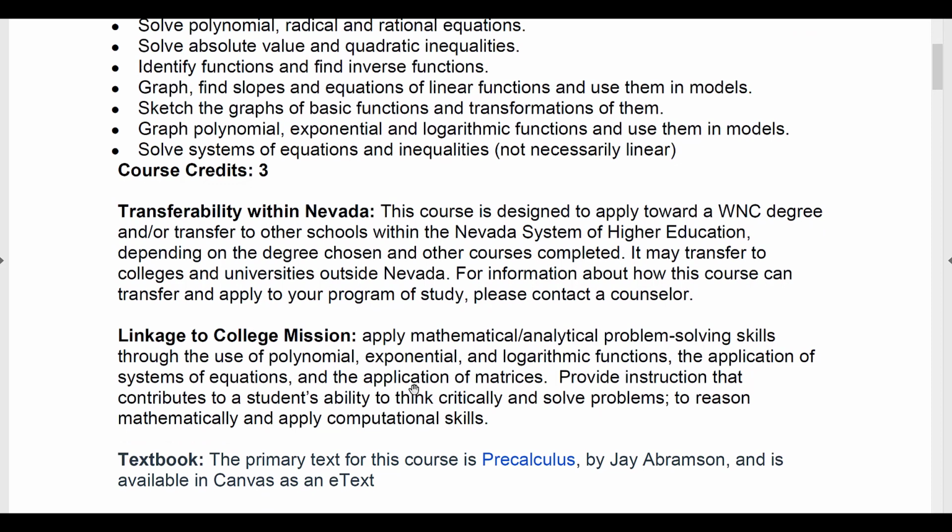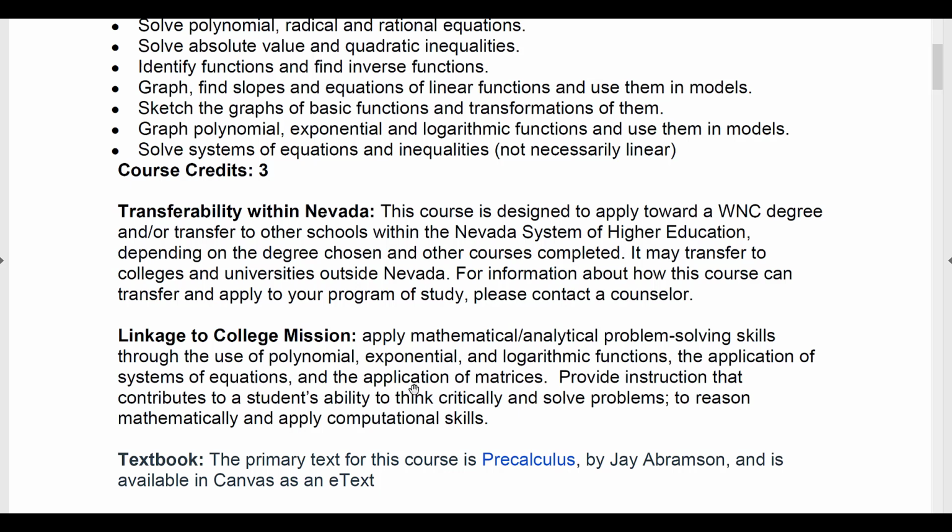Transferability within Nevada. This course is designed to apply towards a WNC degree and/or transfer to other schools within the Nevada System of Higher Education, depending on the degree chosen and other courses completed. It may transfer to colleges and universities outside Nevada. For more information on how this course can transfer and apply to your program of study, please contact a counselor.